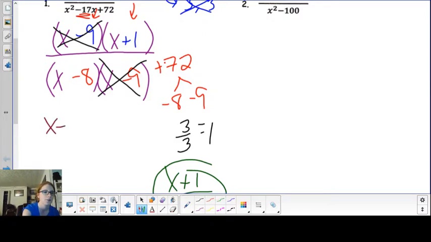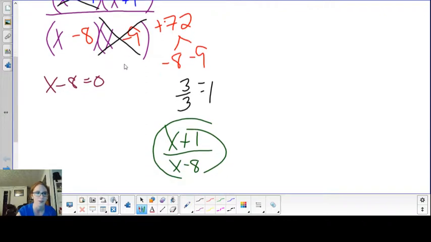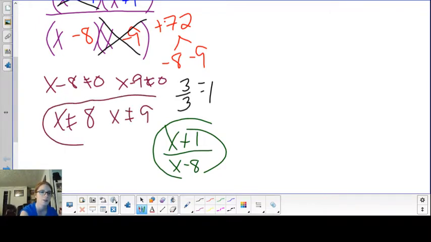In order to set that to be equal to 0, or figure out when it would be 0, I'd set it equal. So if I add 8, I don't want x to be equal to 8, because I don't want that bottom to be 0. I let this part be not equal to 0, because remember, I don't want it 0. X is not equal to 9. So again, restrictions are what would make the bottom 0.